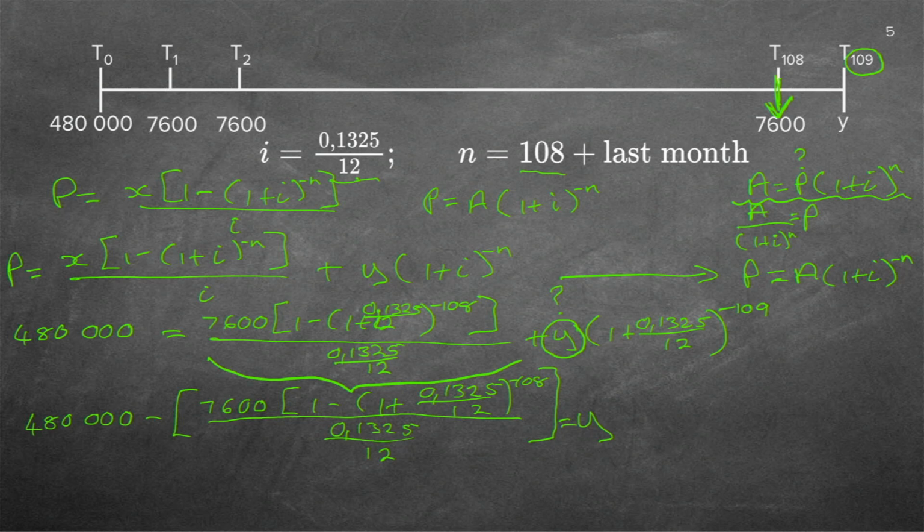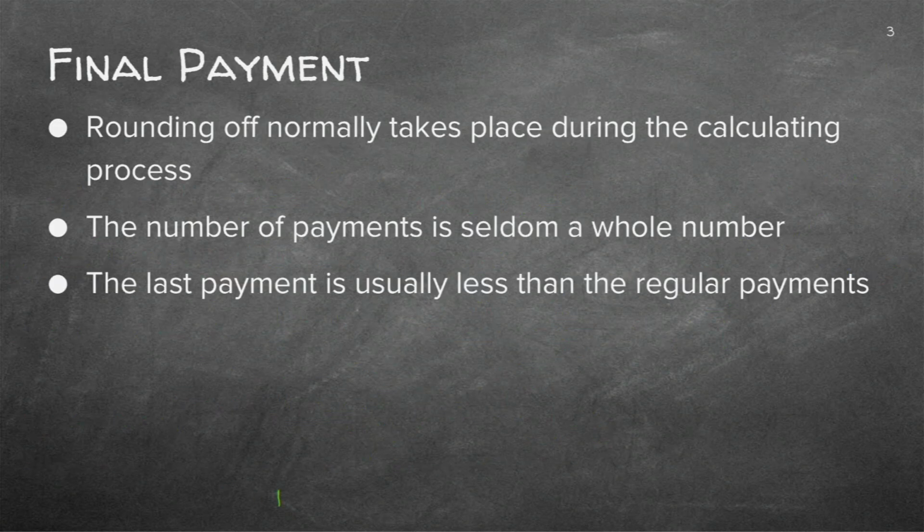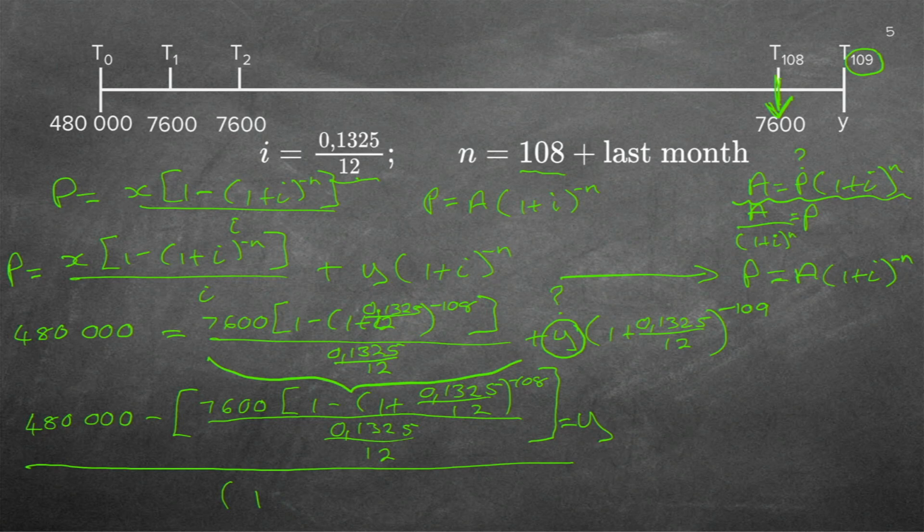So now I need to get rid of that bracket. Bracket means multiply. So what must you do? Take this whole thing and divide by 1 plus 0.1325 over 12 to the power of minus 109. And if you do all of that, you will get the answer of 6,424 Rand and 41 cents.